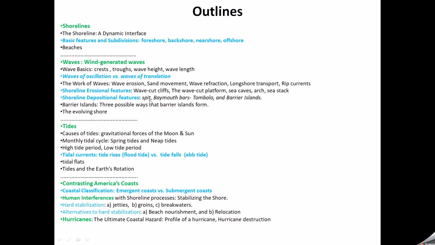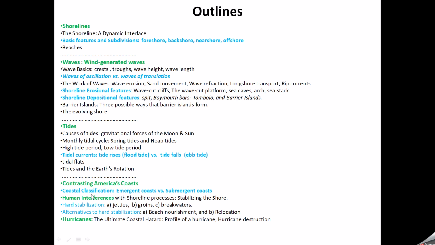Shoreline depositional features: spit, baymouth bars, tombolo, and barrier islands. Barrier islands have three mechanisms to form. We'll study them. The evolving shoreline is another title. Tides, causes of tides, the gravitational force of the moon and sun, monthly tide cycle, spring tide and neap tides. High tide period, low tide period, tidal currents, tide rises, flood tide versus tide falls, ebb tide, tidal flats, tides, and Earth's rotation.